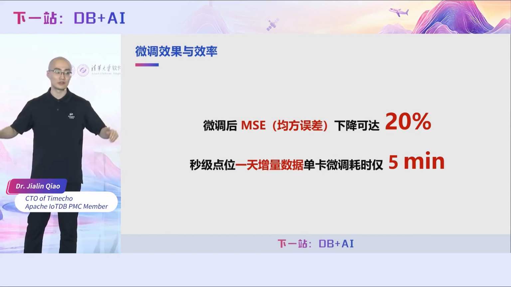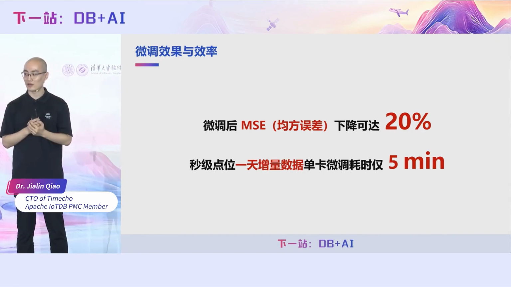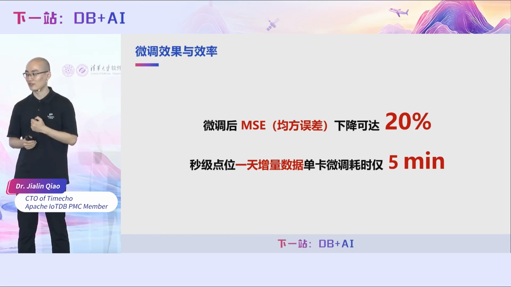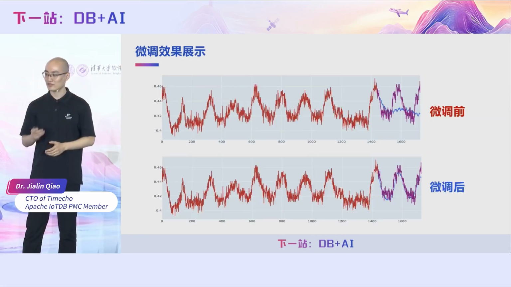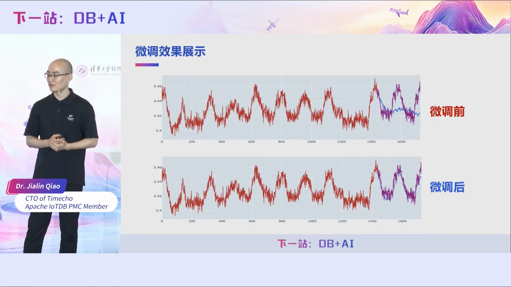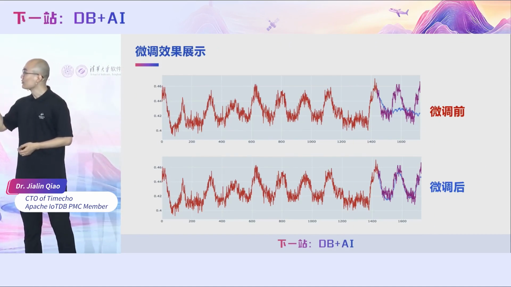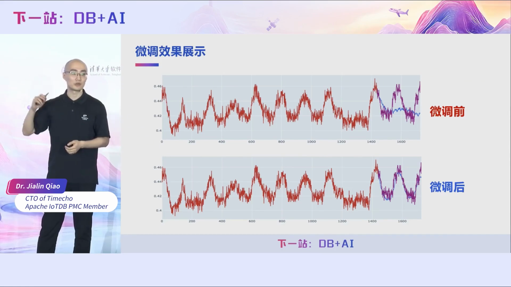With this model, the statistical metric, mean squared error, on the full dataset can be reduced by more than 20%, which is quite a good result. Now let's look at the intuitive performance. Before fine-tuning, the model's predictions may deviate significantly from the actual sequence, making it almost unusable in production.